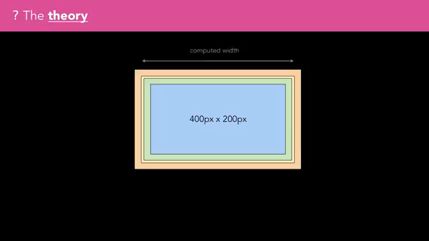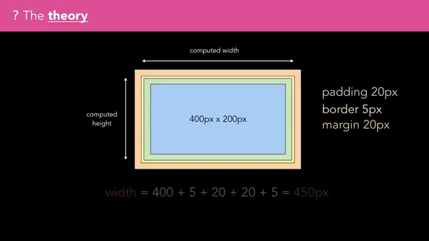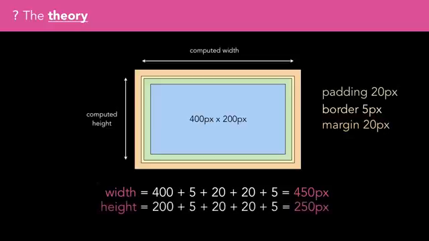By default, the computed width of a box is calculated from the sum of its width, horizontal padding, and horizontal border. The computed height is the sum of the height and the vertical padding and borders. The margin applies spacing around the outside of the box, but doesn't add to the computed width or height. So, the width of the box is actually 400 plus 5 plus 20 plus 20 plus 5, which equals 450 pixels. The height is 250, not 200.